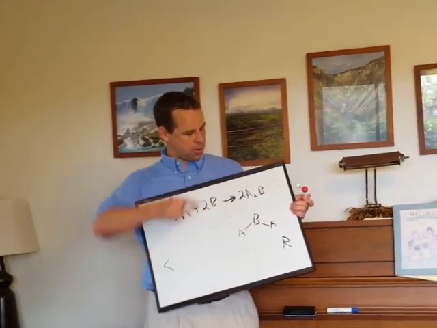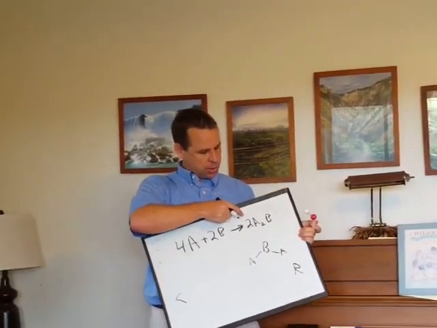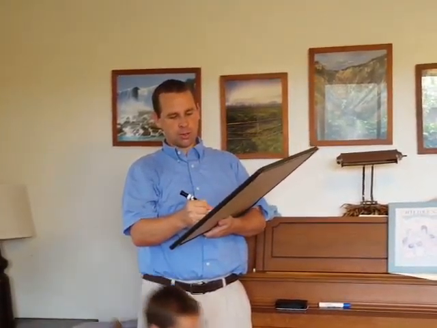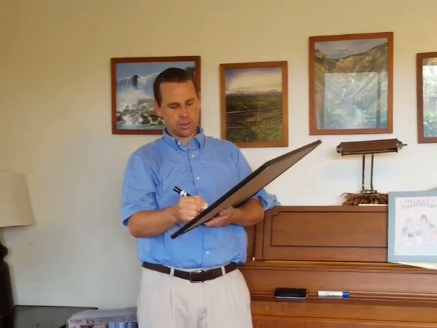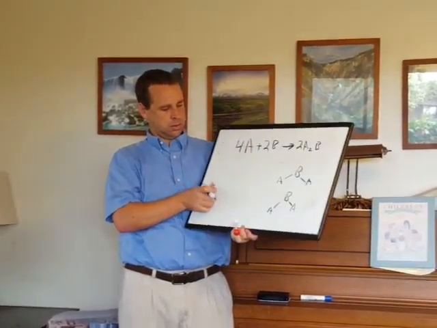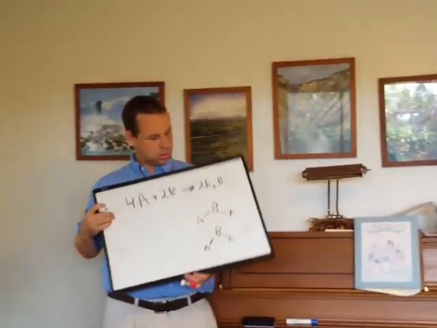But how many of them are there? There's 2. How do you know there's 2? Because it says there's a 2 in front there. So I'm going to draw 2 of them. What are these equations used for? Chemistry. Stoichiometry. Oh, good word. Stoichiometry.